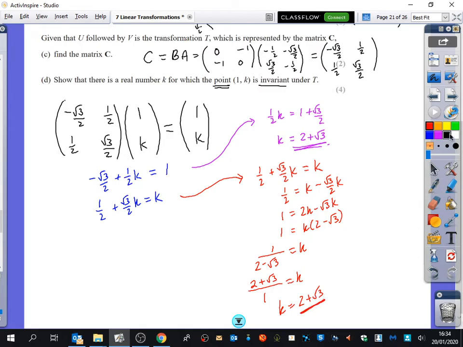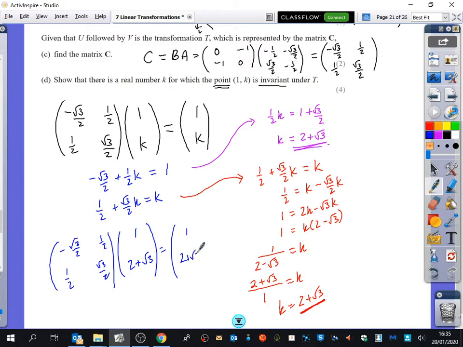We don't need a conclusion statement, because as long as we have checked that it works for both parts of it, then it works for both parts of it. And then it's definitely invariant. I mean, you could technically, if you wanted to, do on your calculator minus 3 over root 2, a half root 3 over 2, and multiply it by 1, 2 plus root 3. What would your calculator say? 1, 2 plus root 3, because it's invariant. You could check that out on your calculator and see what happened.